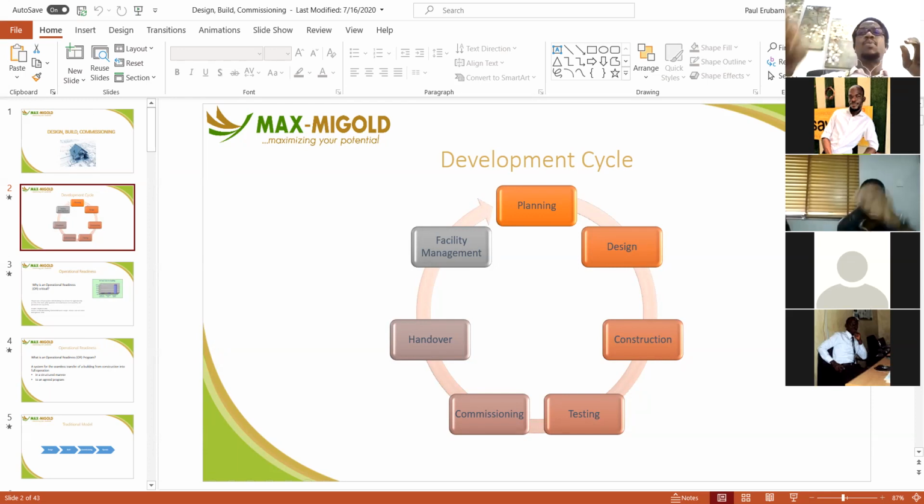So you get back to that point again where you now say, should we get a new facility? You get to the end of its useful life. And then if we need to, then yes, we start the process again. This is typically what FM should understand about the development cycle of a facility.